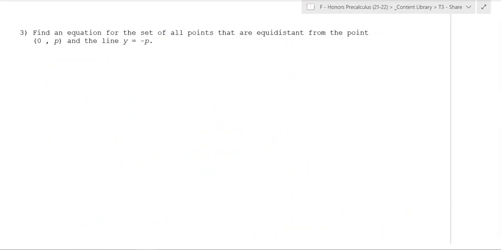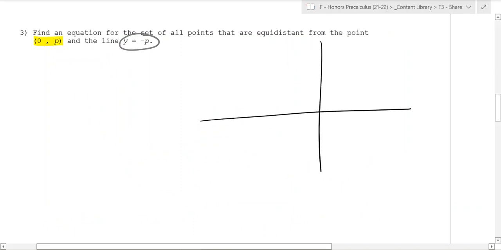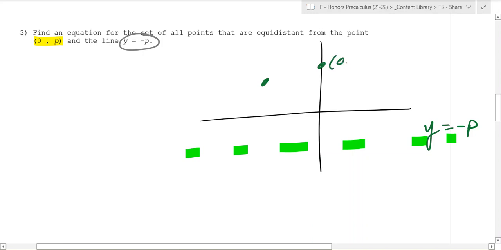So this one just says, find an equation for the set of all points that are equidistant from the point (0, p) and the line y = -p. This is exactly what we did before, but we're just using p instead of some numbers here. So generally speaking, we have this line right here, y = -p. We have some point out here. We have maybe (0, 1). Remember, it doesn't have to be a right angle, but it does need to be a right angle there.